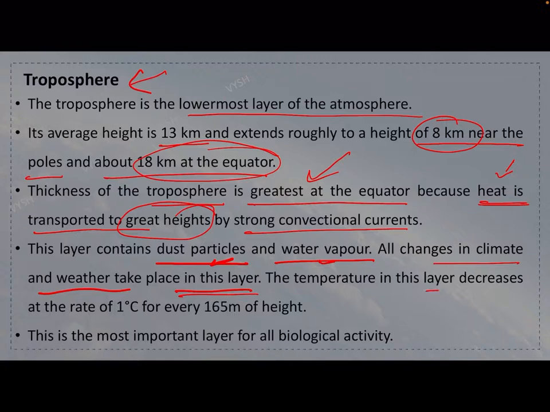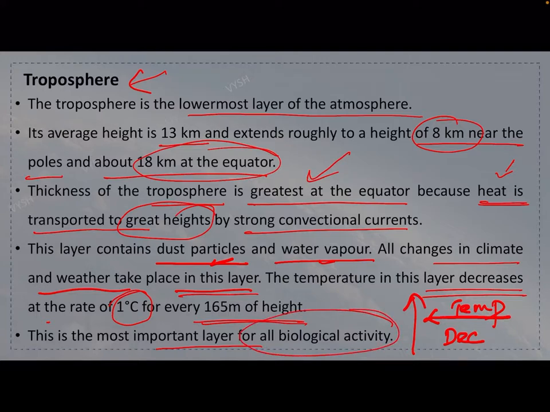The temperature in this layer decreases at the rate of 1 degree Celsius for every 165 meters of height. So as you go up, the temperature is decreasing. This is the most important layer for all biological activity, obviously, because all the major gases and the water vapor are here, and most of the biological activity happens in this layer itself.